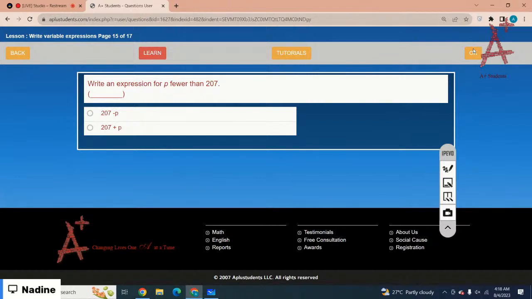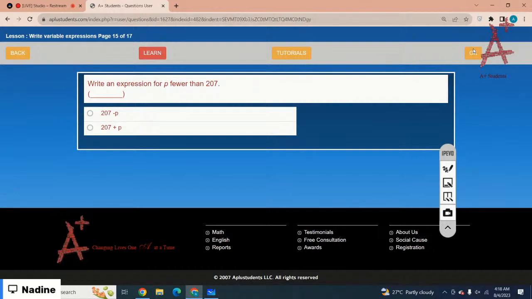Write an expression for p fewer than 207. So it would be p is fewer. That means you have to subtract p. So it would be option 1, 207 minus p, right? P is fewer than 207, not 207 is fewer than p. So p is fewer than 207 and 207 is fewer than p. They are two different expressions, right?